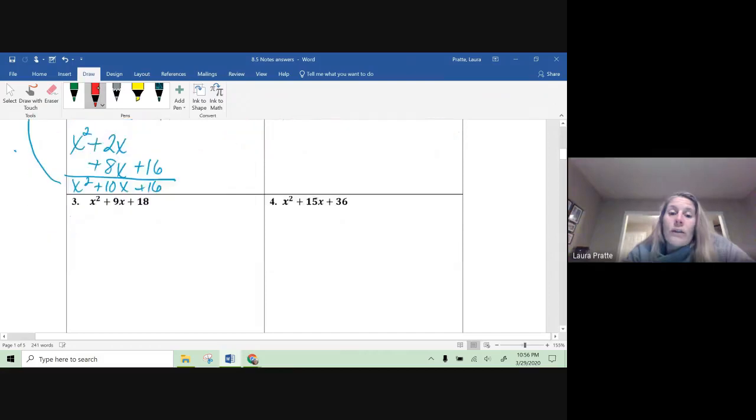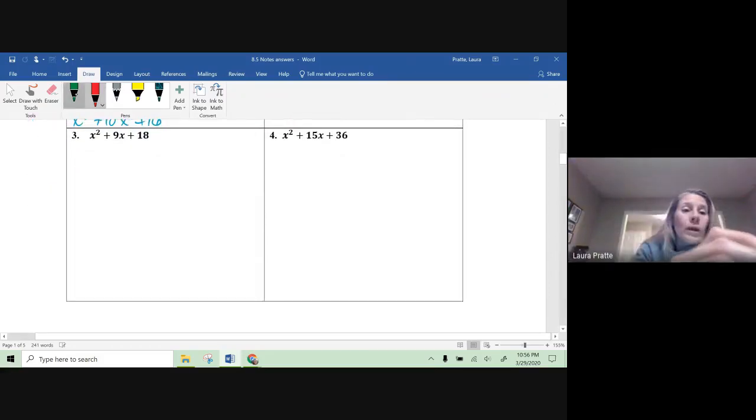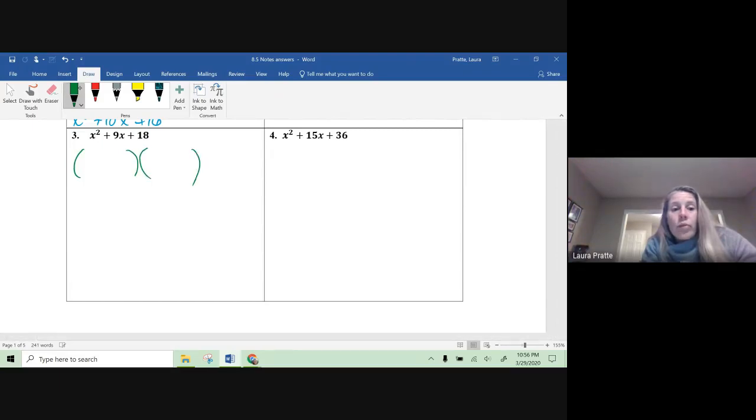Okay, let's look at the next two. For number 3, first thing we're going to do is set up our two parentheses with x and x. Now we need those factors of 18.